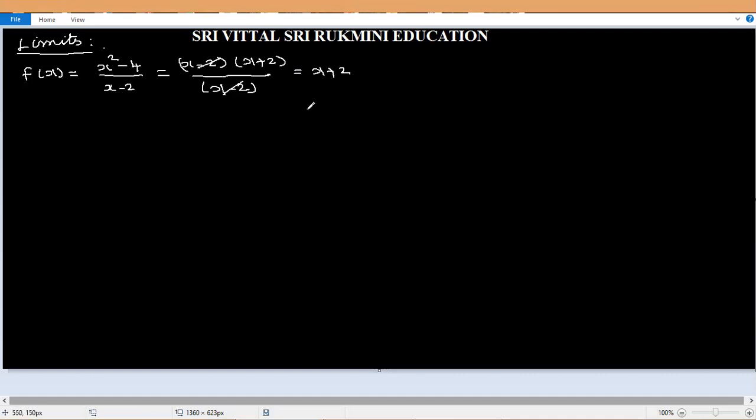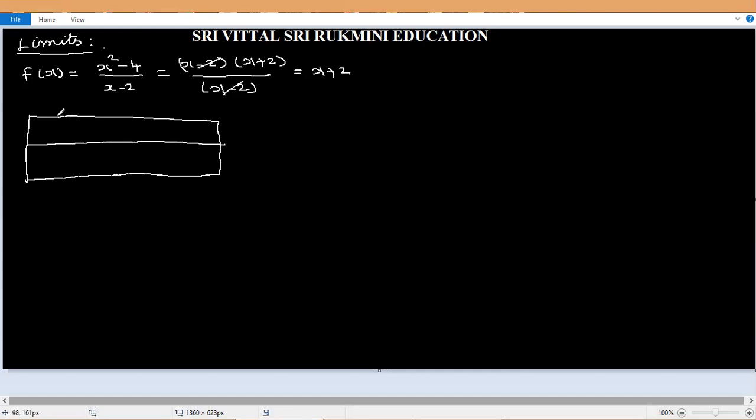But the function is x square minus 4 by x minus 2. We have arrived at x plus 2. There is some connection between x square minus 4 by x minus 2 and x plus 2. Let us see that. See the value of x and f of x.